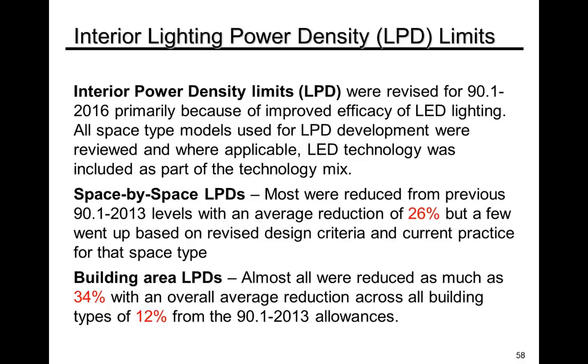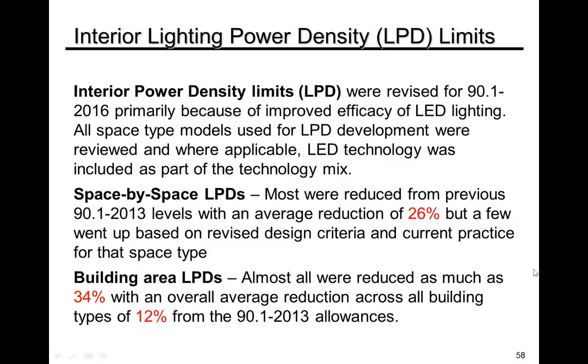Lighting power density limits, which everyone's familiar with. These were revised for the 2016 version. They're always looked at for each change to the 90.1 standard. This year there was some additional work looking at the newer LED technology, which actually has been looked at for the last couple of cycles, but in the previous cycle the committee felt they weren't quite mature enough. For this cycle they definitely were, and so you will see that for the space-by-space LPDs, most all of them were reduced from the previous 2013 levels.